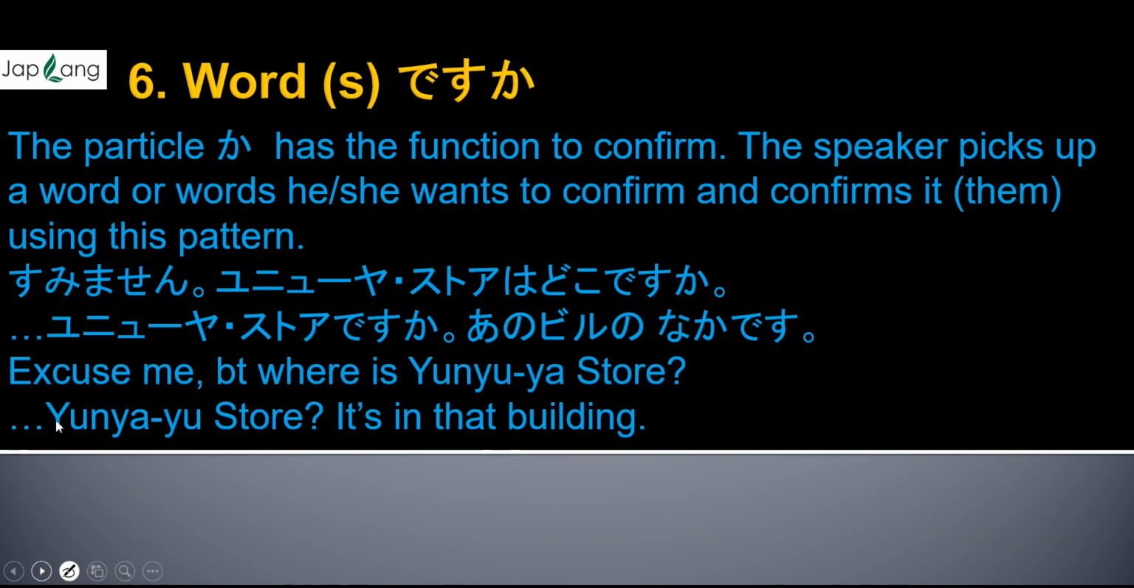Alright, moving to the next: words desu ka. The particle ka has the function to confirm. The speaker picks up a word or words he or she wants to confirm and confirms them using this pattern.